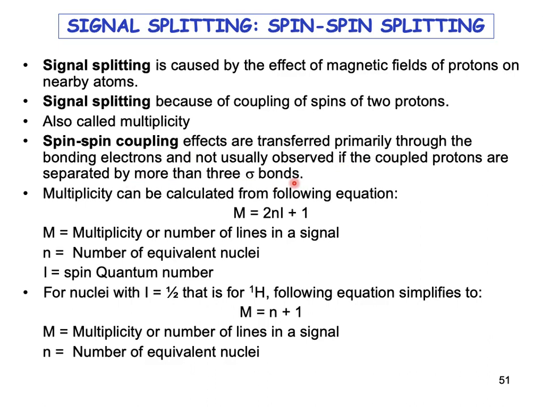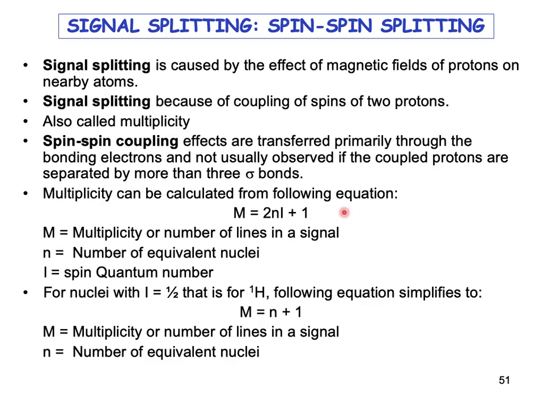So, remember I told you in the relaxation phenomena, longitudinal relaxation and transverse relaxation, right? So the spin splitting involves the transfer of energy to the lattice and the transfer of energy to the neighboring proton. This spin coupling is because of the transfer of energy to the neighboring proton. It gives the information about the neighboring proton. It is also called the multiplicity.